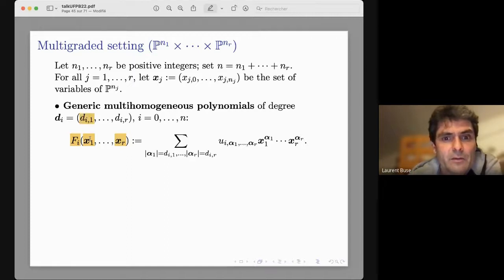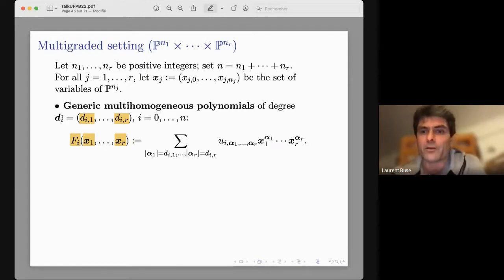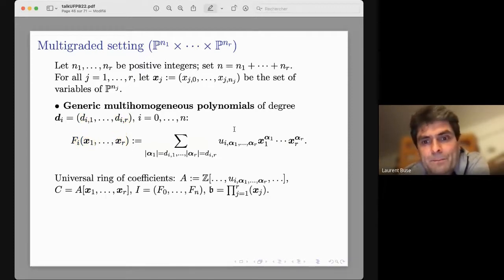So di1 is the degree with respect to x1, and dir is the degree with respect to xr. Okay, and I will denote by di this multi-degree. So Fi is of multi-degree di. Okay. Once we have this, then we can define the polynomial as before. That is, this is the sum of all monomials of this multi-degree di, x1^alpha1 up to xr^alphar, and you denote by u_i,alpha1...alphar the coefficients in front of these monomials. So it's a similar notation as the one we used before.